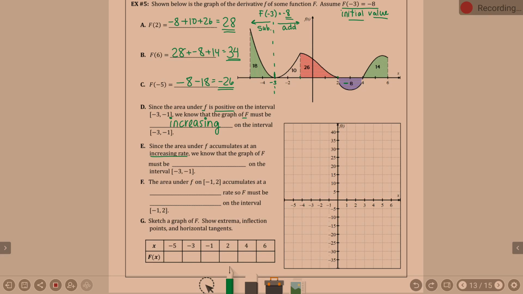When f was positive, so when we had a positive derivative, it makes the original graph increase. When we talk about the area under f accumulating at an increasing rate, we're still talking increasing, but when we throw in that increasing rate, we start talking about concavity. When we talk about rates, we're talking about concavity. So an increasing rate is going to make the graph be what? Concave up.